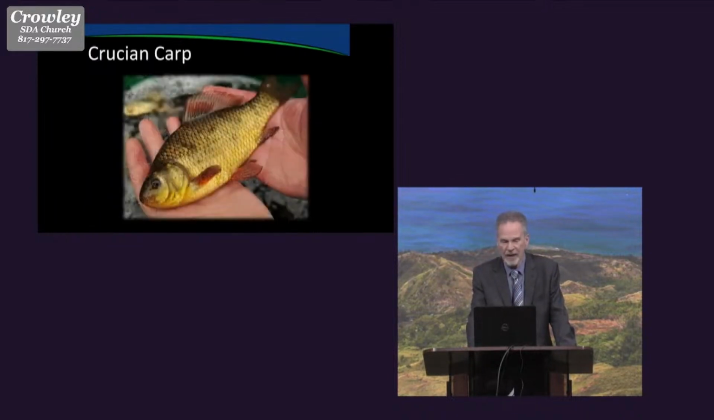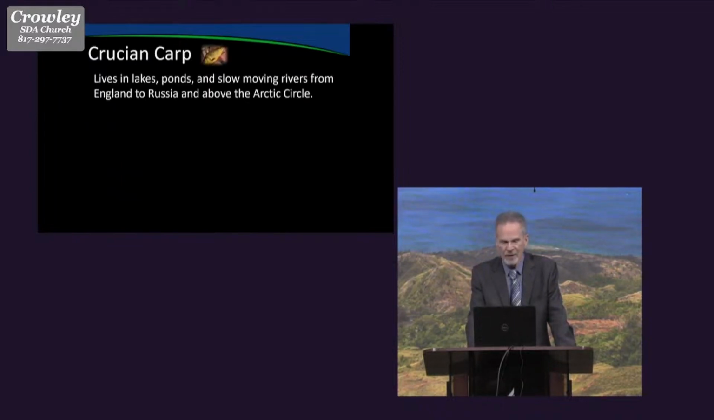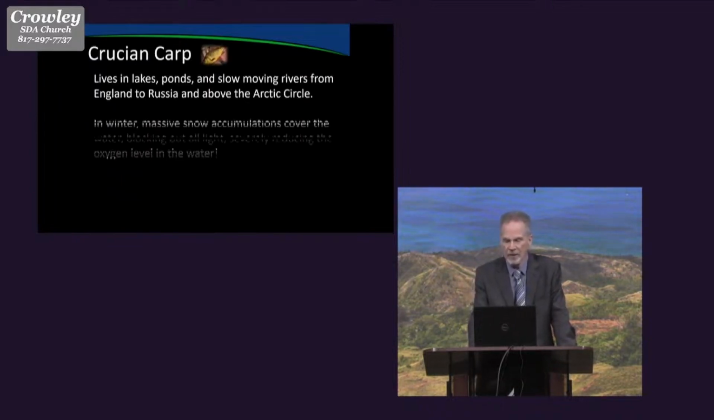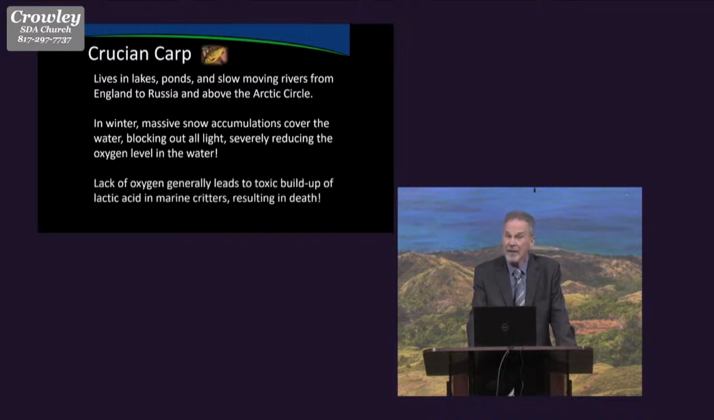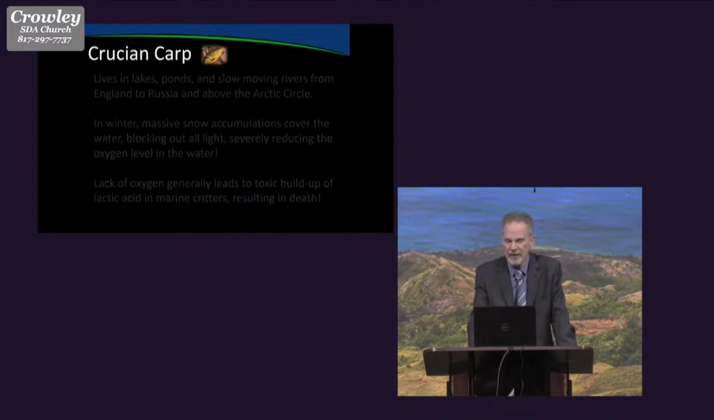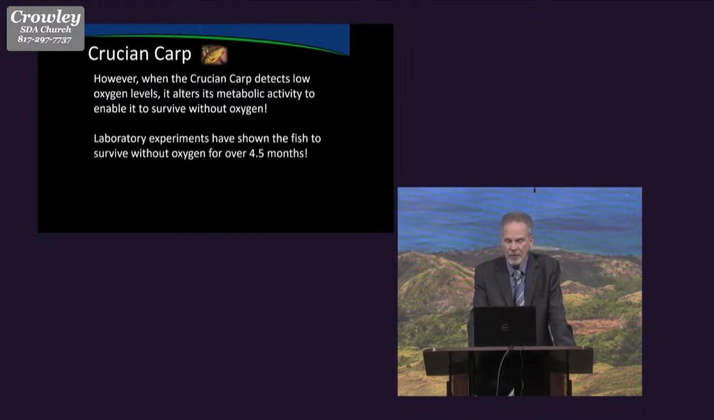Since we're on the subject of fish, I have found another one here. This guy, he's a crucian carp. He lives in lakes, ponds, and slow-moving rivers from England to Russia and above the Arctic Circle. In winter, massive snow accumulations cover the water, blocking out light, severely reducing the oxygen level in the water. Lack of oxygen generally leads to toxic buildup of lactic acid in marine critters, resulting in their death. However, when the crucian carp detects low oxygen levels, it alters its metabolic activity to enable it to survive without oxygen. Laboratory experiments have shown the fish to survive without oxygen for over 4.5 months.